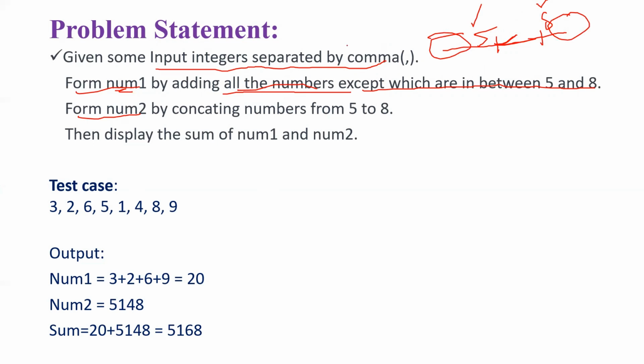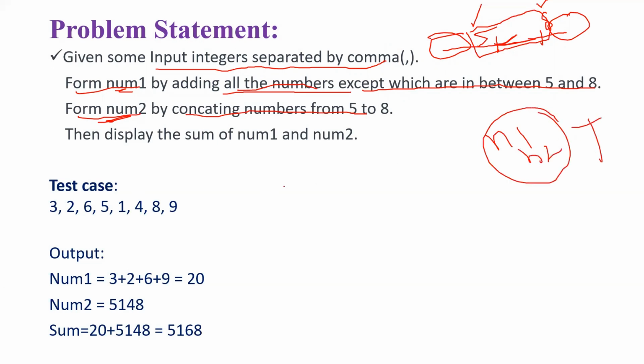Then you will form number 2 by concatenating the numbers from 5 to 8, which means you will take this range of numbers and concatenate them and you will get one more number. Then you will get number 1 and number 2, and finally you perform the sum operation on it and you need to display that sum.